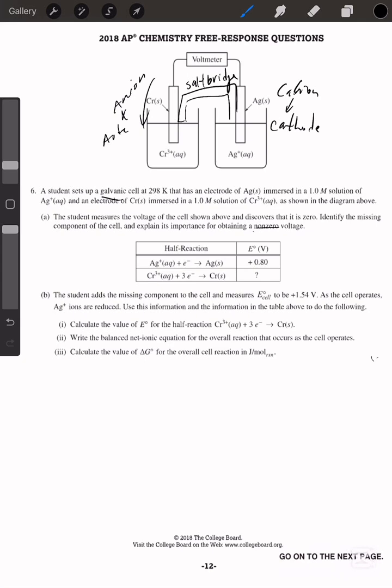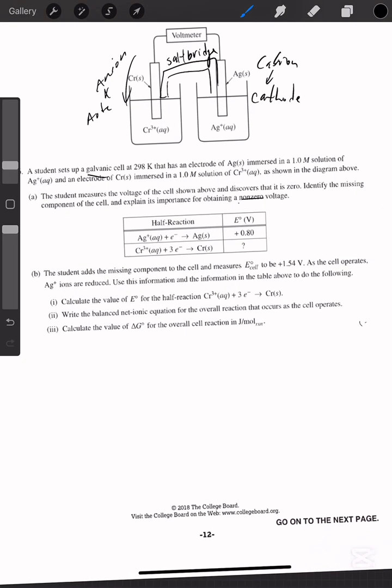Like the anode is continuously losing electrons, right? So eventually it's going to get to a point where it's lost so many electrons, it's so positive that it doesn't really want to lose electrons anymore. So then that's when you need the anions to flow through the salt bridge to the anode to make it more negative so that it can keep losing electrons. Okay, so that's basically the gist of the first part of this FRQ.